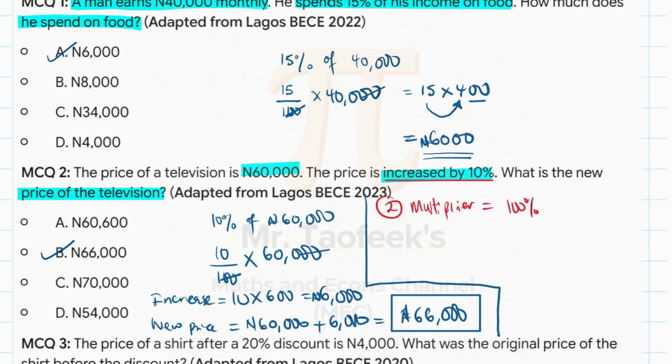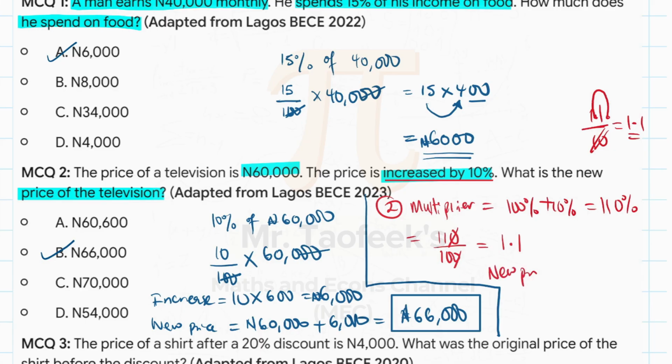So this is an increase. Definitely, we're going to add 10%. So 100% plus 10% gives us 110%. And once we have that, this is our multiplier. Now, 110% is just the same thing as 110 divided by 100. And this 0 cancels this 0. 11 divided by 10, you basically just move one decimal place backward, 1.1. So our multiplier is 1.1. So to find the new price, or the final value of the increase, all you have to do is just multiply the original amount times 1.1.